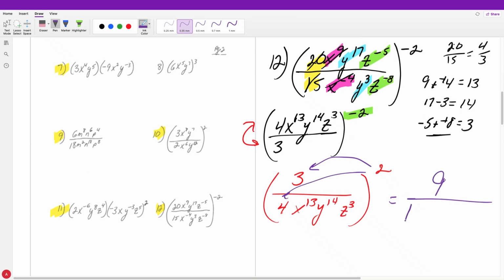4 squared gives me 16. And our rule of power to a power, we know we multiply. So 13 times 2 is 26. 14 times 2 is 28. And 3 times 2 is 6.